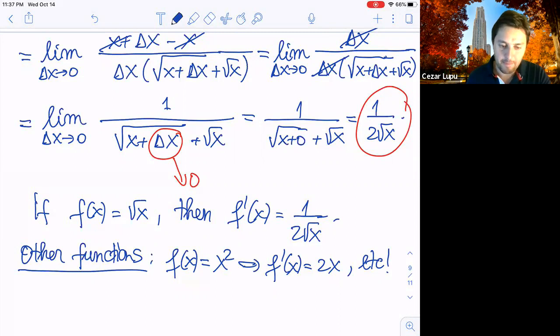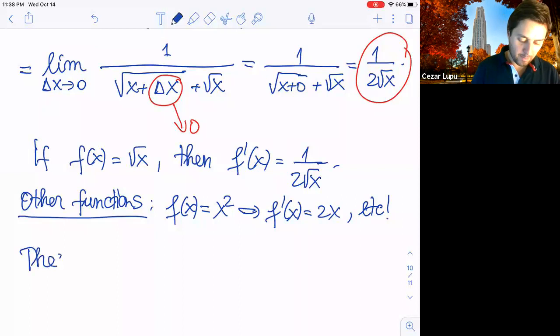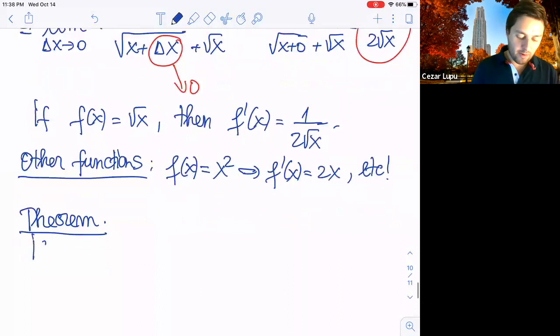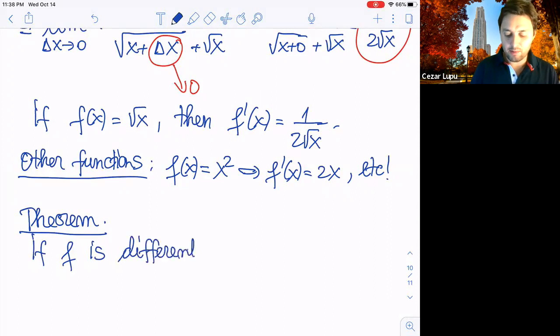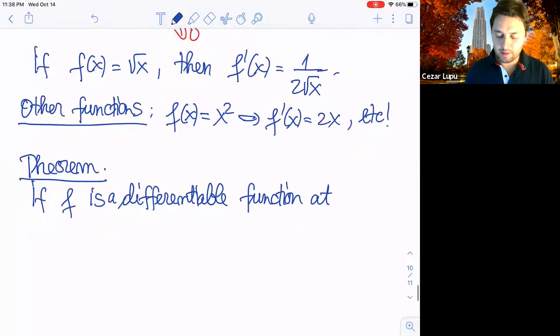And now let me give you a theorem which will tell us a bit more about the equation of a line which is tangent to a curve at a point. So theorem. So if f is differentiable. When I say differentiable, I mean we can actually compute the derivative. Is a differentiable function at a point, let's say x naught, right?